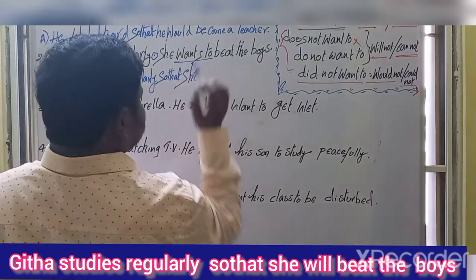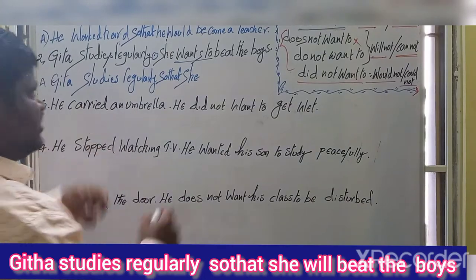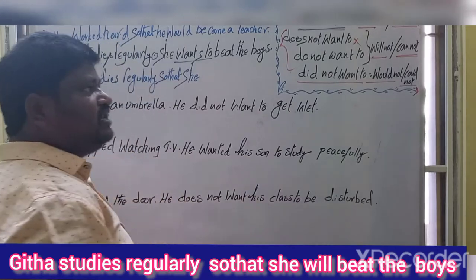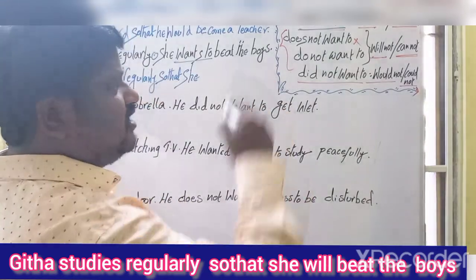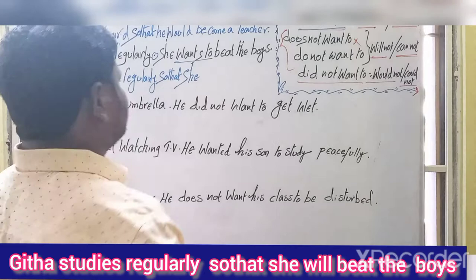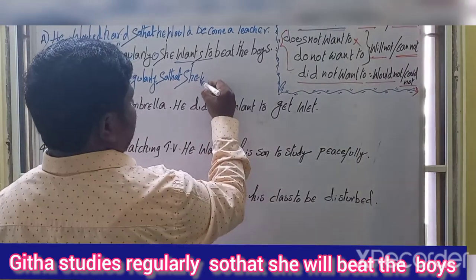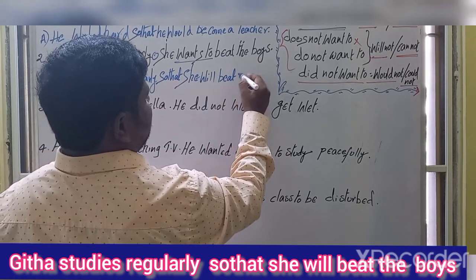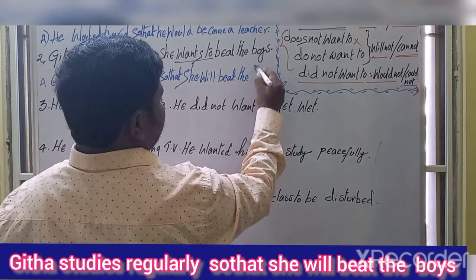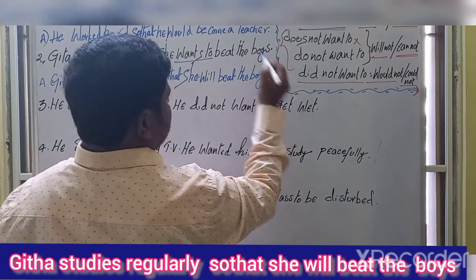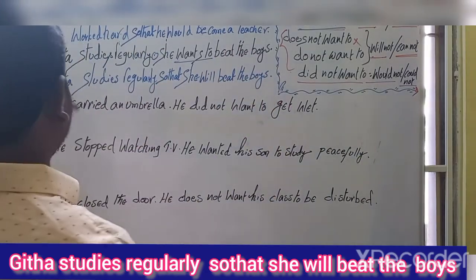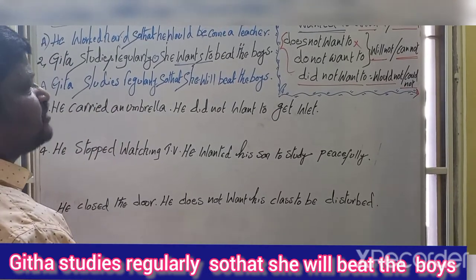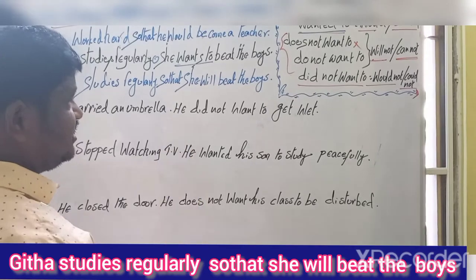Next, 'wants to'. In place of 'wants to' there will be 'will' or 'can', an auxiliary modal verb. 'Will' or 'can' comes here. She will beat, the remaining words as it is. She will beat the boys. So this is the answer, friend. Geeta studies regularly so that she will beat the boys. So this is the answer.